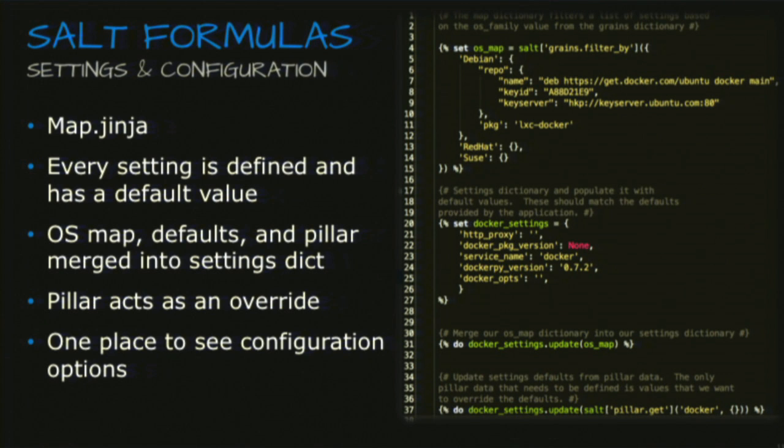So effectively what you've done is identified and defined all of your settings in the file, and then you've allowed pillar to just act as an override. So you only have to define the pillar items that you need to configure differently than available in the default. Yes?